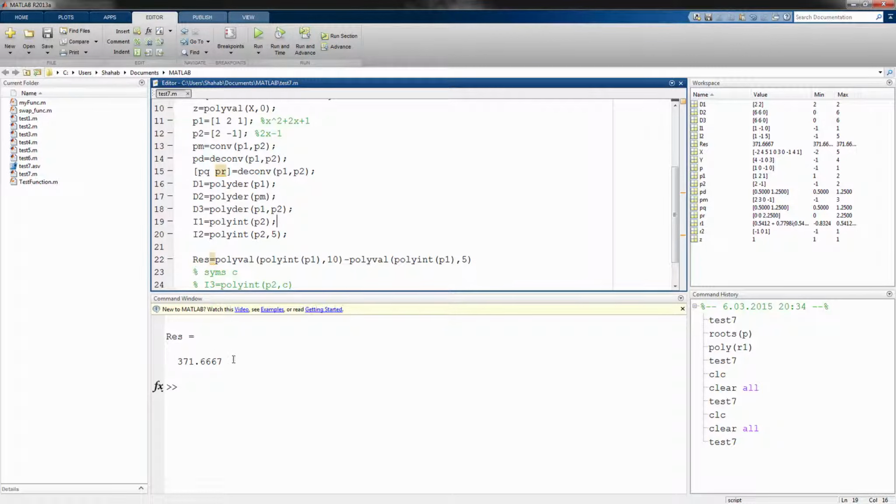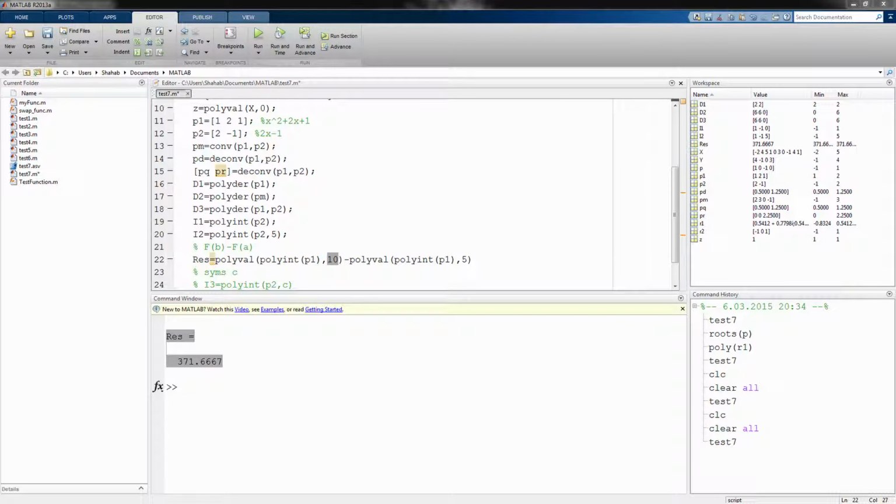This is the result of the integral, because the fundamental theorem was telling me that the result will be f of b minus f of a, given that the integral is from a to b. Here a I assume is 5 and b I assume is 10.